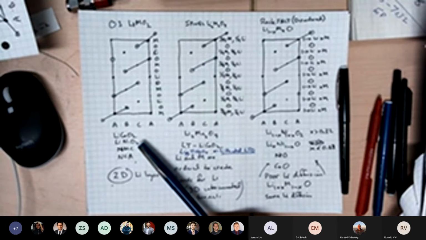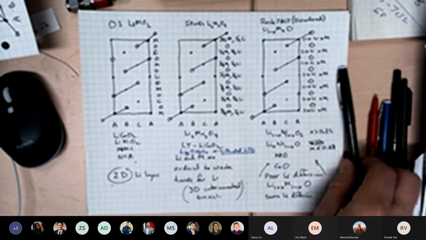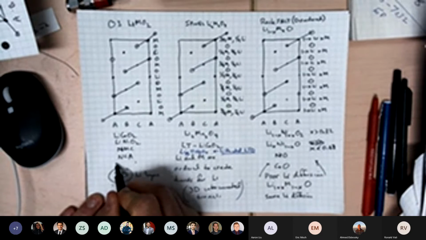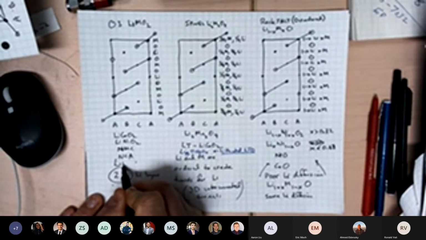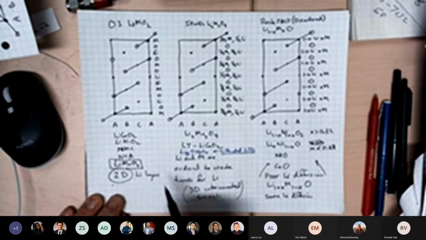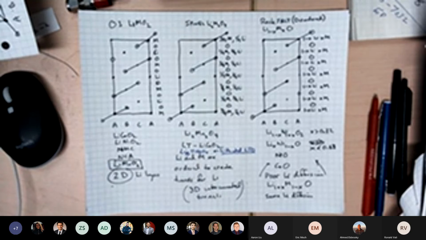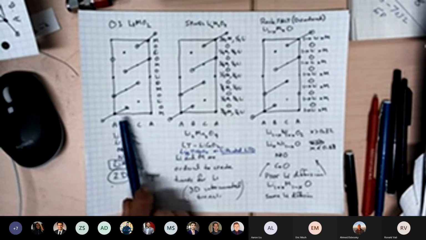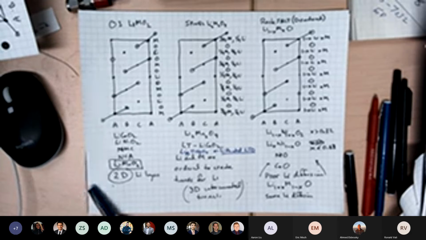Now you may wonder why we never talk about lithium manganese oxide. Why don't we talk about it? I mean, manganese is way cheaper than cobalt and nickel. Why don't we make lithium manganese oxide in the O3 structure and use it? It converts to spinel during cycling.